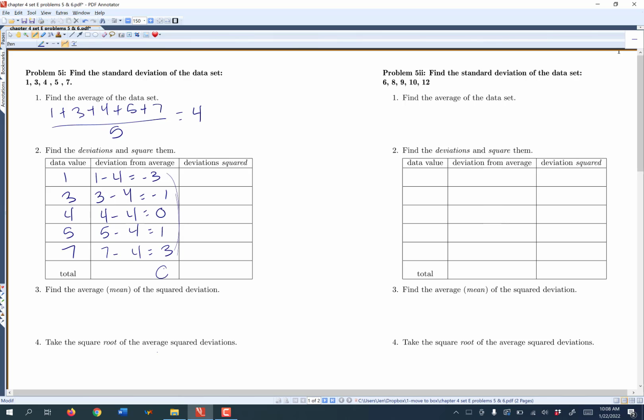If you add them up, remember that will always give you 0. Because it will always give 0, we decided we should square them. So negative 3 squared is 9. Negative 1 squared equals 1. 0 squared equals 0. 1 squared equals 1. 3 squared equals 9. Now I can add those up. So 9 plus 1 plus 0 plus 1 plus 9 should give me 20.